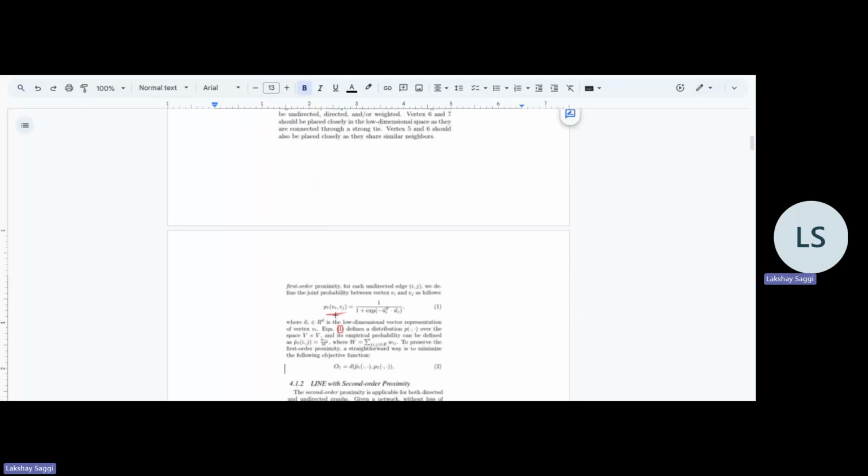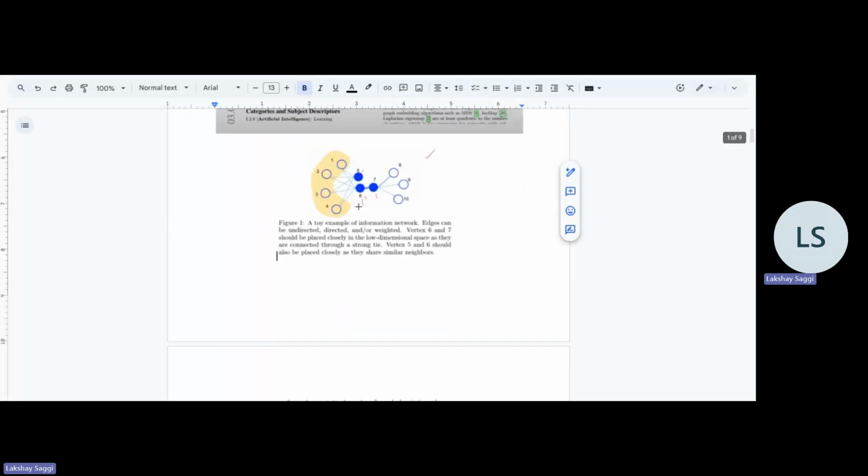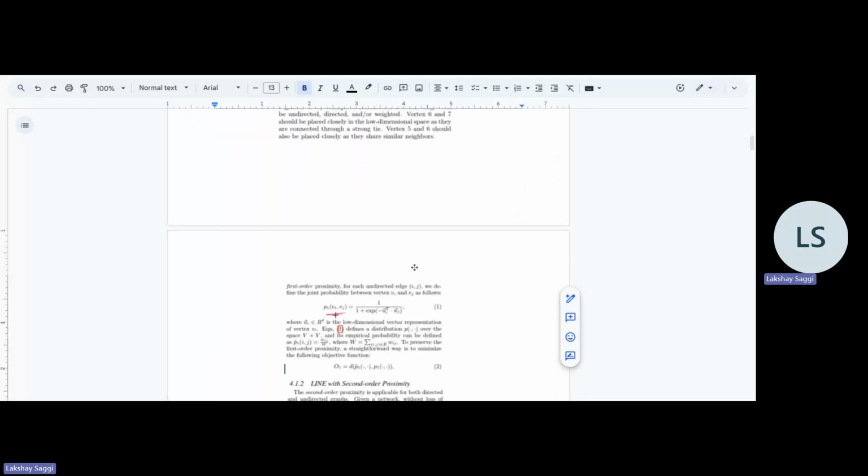And coming to somewhat of the math involved. This idea of vertices being close if they have a strong edge between them is called first order proximity. The authors in this LINE paper call this first order proximity. And the idea of the vertices being close if they have a large common neighborhood is called second order proximity.